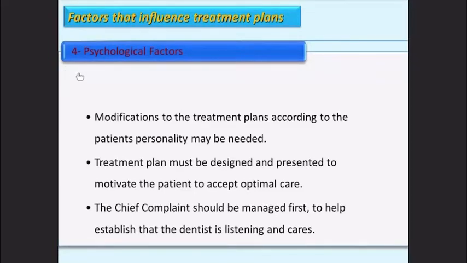Fourth one, psychological factors. This is very important for patients with acute infection. You need to modify your treatment plan according to the patient's personality, so that the patient listens to you and accepts the treatment plan. So treatment must be designed and presented to motivate the patient so that he accepts whatever you have recommended. Just remember to make sure that the patient accepts what he or she wants. The chief complaint should be managed first to help establish that the dentist is listening and cares. Most of the time, you have to manage the chief complaint. If there is no pain or acute infection, then it's a different thing. You can modify the treatment plan.